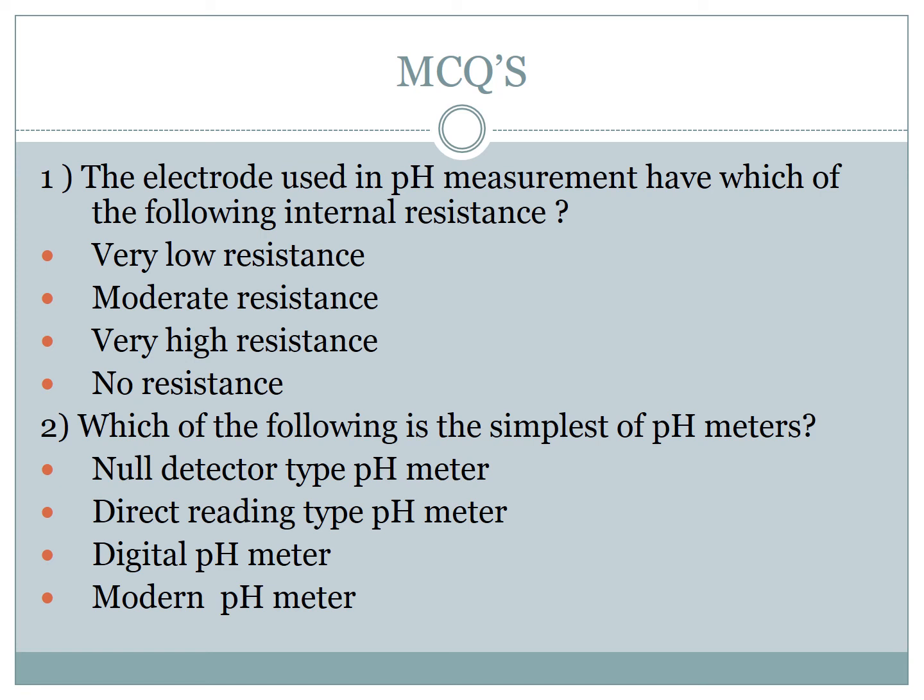Which of the following is the simplest form of pH meter? Null detector type pH meter, direct reading type pH meter, digital pH meter, and the last one is a modern pH meter. You need to tell. Fine, this is your homework. Please find the answer and write it in the comment box.